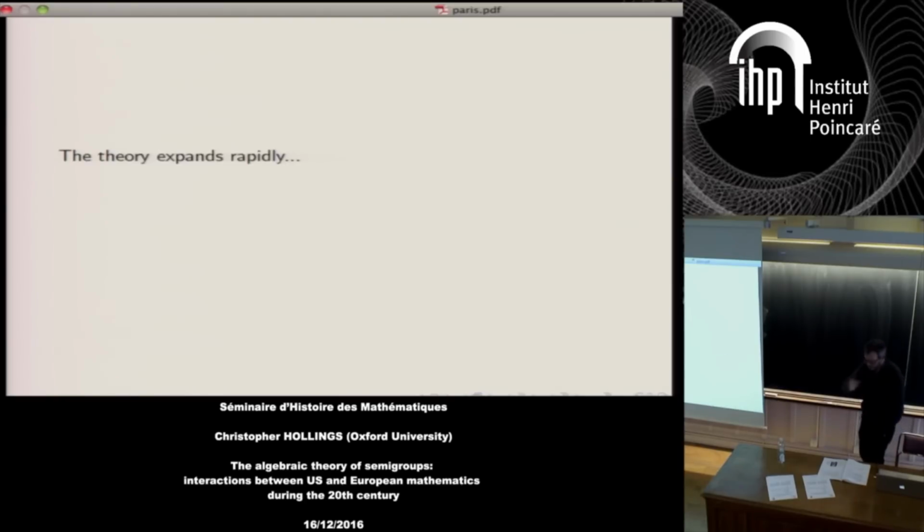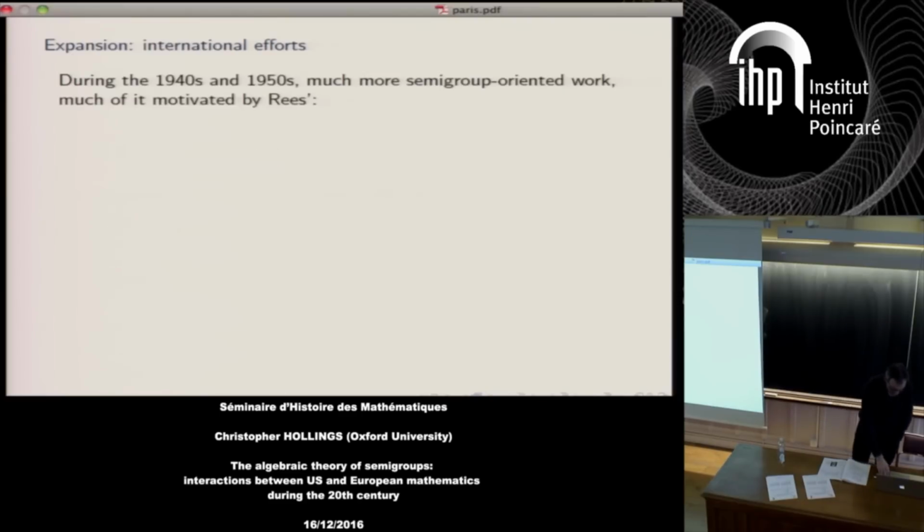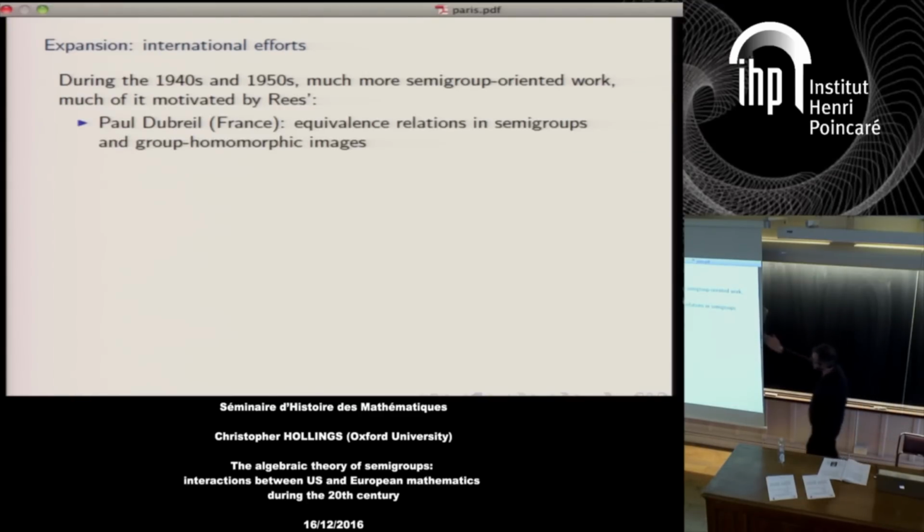So the theory began to expand quite rapidly at this point, prompted by Rees in some cases, but not in others. But this is where we begin to get a really significant American input into the theory. And at an international level, this theory is becoming more popular. We certainly have Paul Dubreil, for example. He wasn't influenced by Rees, as far as I can tell. He was just investigating equivalence relations on various algebraic objects, semigroups being one of them. He was looking at group homomorphic images of these things as well.